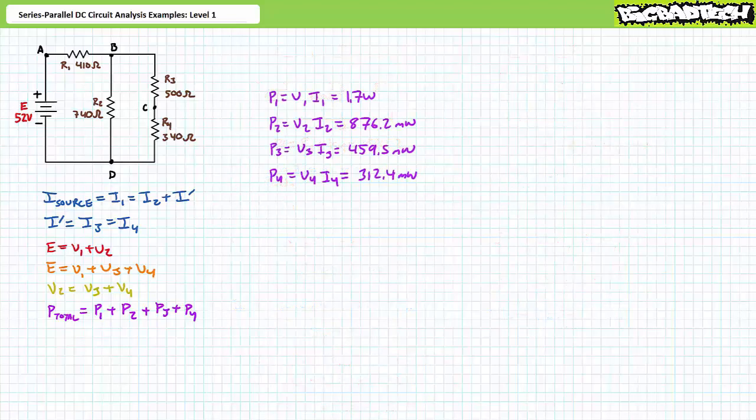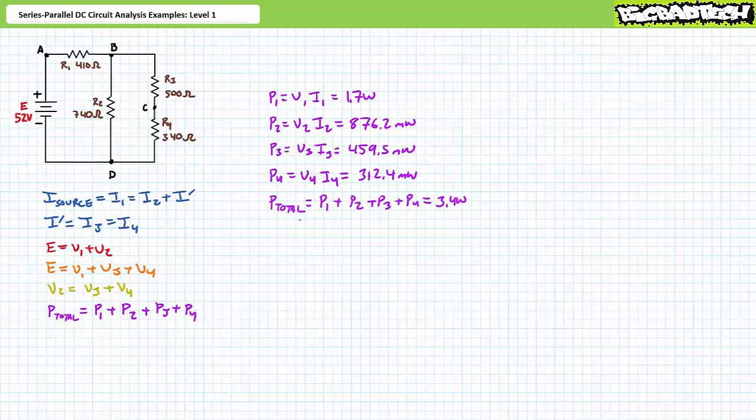Presented without comment, P1 equals 1.7 volts, P2 equals 876.2 milliwatts, P3 equals 459.5 milliwatts, and P4 equals 312.4 milliwatts. Total power equals P1 plus P2 plus P3 plus P4. Substituting our calculated values demonstrates that power total is equal to 3.4 watts. As a means of checking our work, total power is equal to supply voltage times source current. Substituting our calculated values similarly demonstrates total power is equal to 3.4 watts. I've got a reasonable degree of confidence these answers are correct, and we can move on to our next illustrated example.